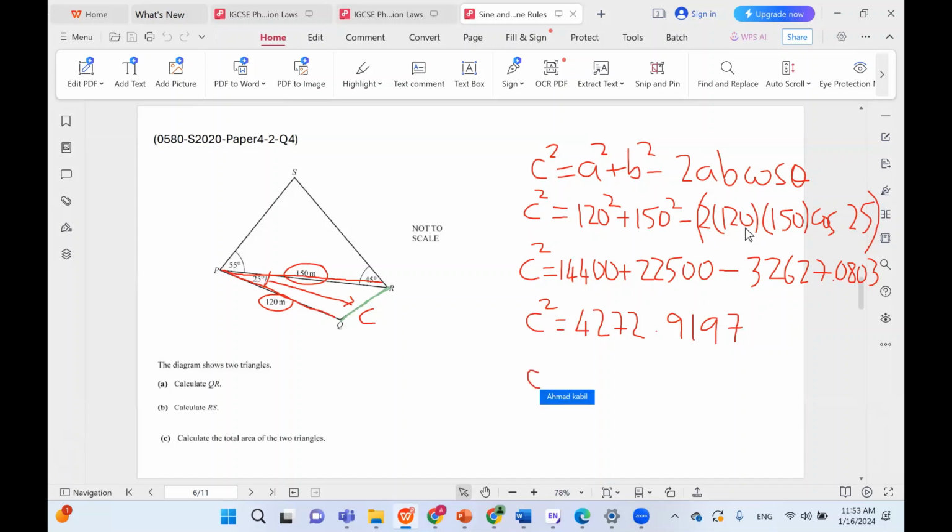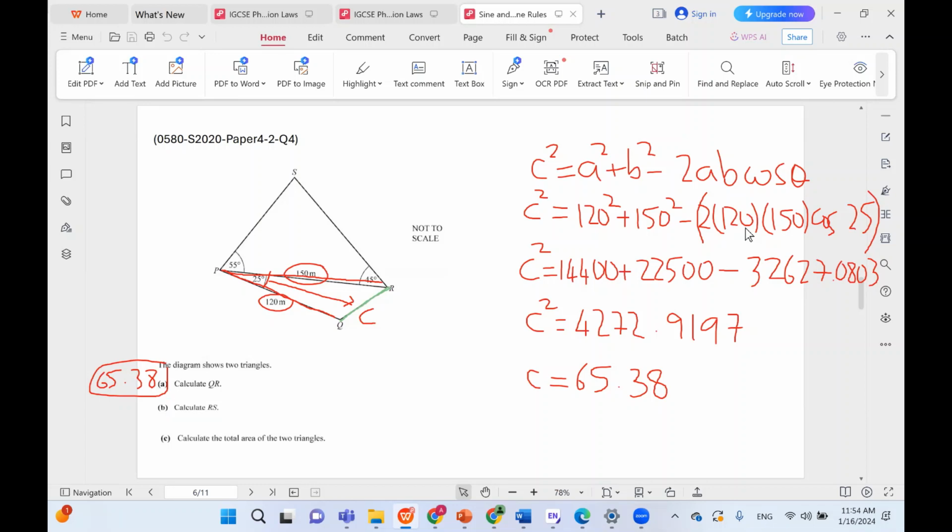Now C is the radical of that, so I just take the square root of the answer. So square root of 4272.9197 gives us 65.367. So 65.38 maybe. This is the value of C. And this is the value of QR. So this is our answer to A. So let's write that in a box next to A. 65.38 is the answer to A.